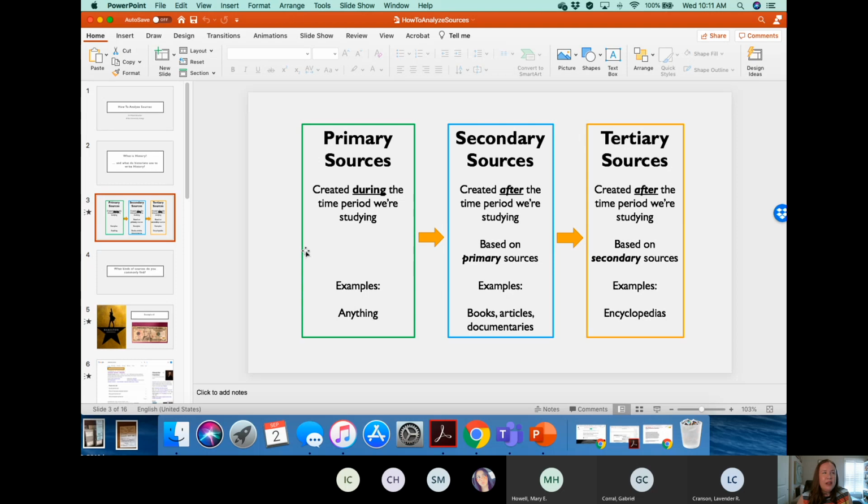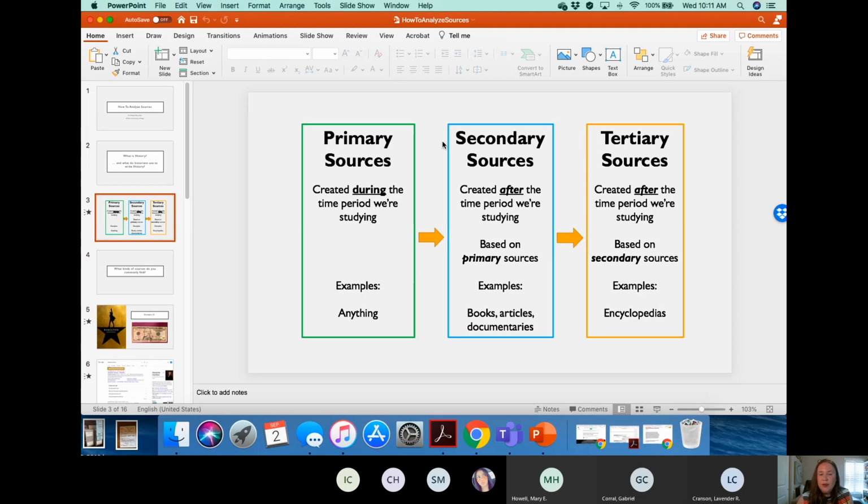So think of it kind of like a game of telephone, right? You're not getting the clearest message because it's sort of being passed on and filtered a couple times before it gets there. So tertiary sources provide very basic information about a source, but they're not going to give you a whole lot of detail. Okay, so encyclopedias are a good example of a tertiary source.